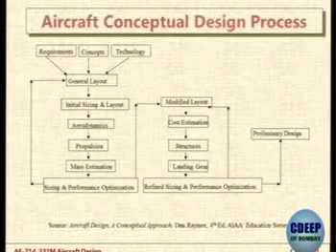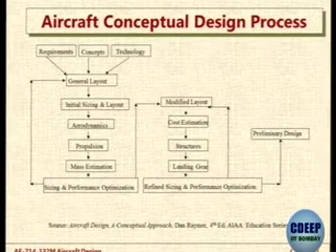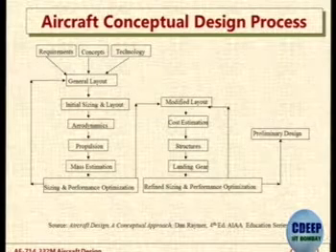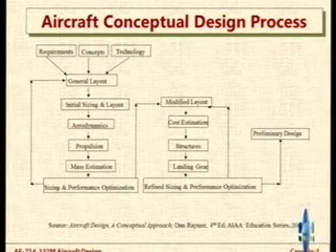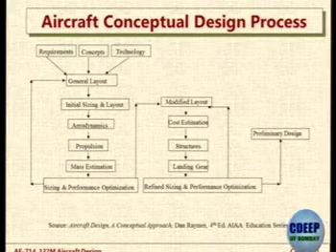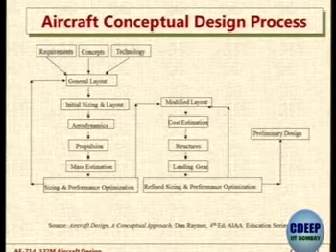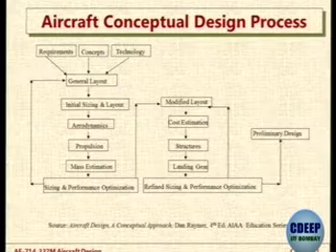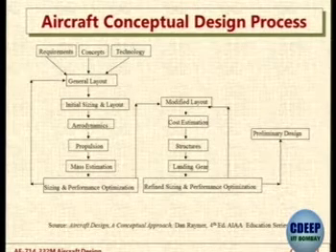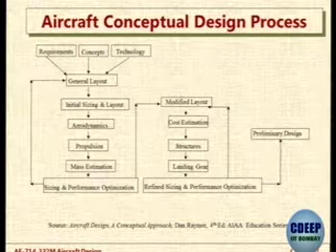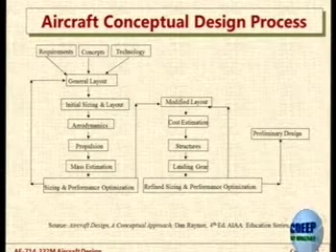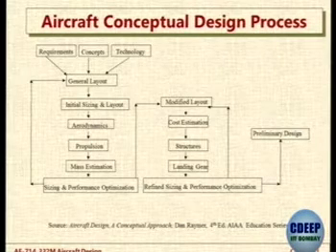Now, let's look at one more process which has been adapted from the book by Raymer. Okay. So what Raymer says is that there are three things: the requirements, the concepts and technology. And the requirements here are from both customer and regulatory body. Using them, we arrive at the general layout. As I mentioned to you, layout is basically the relative location of various components. So we generally decide what kind of configuration it will be. After that, we go for initial sizing and layout, which we will do. The next thing in the class would be initial sizing and layout.